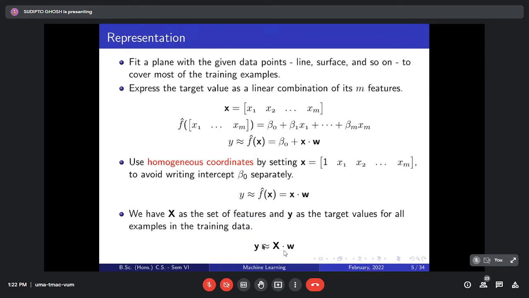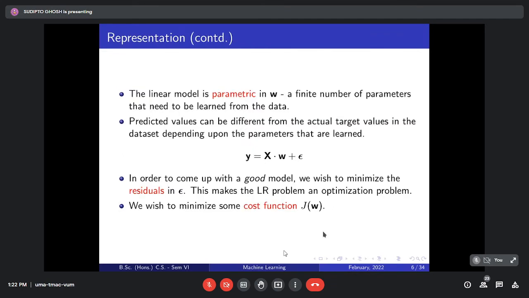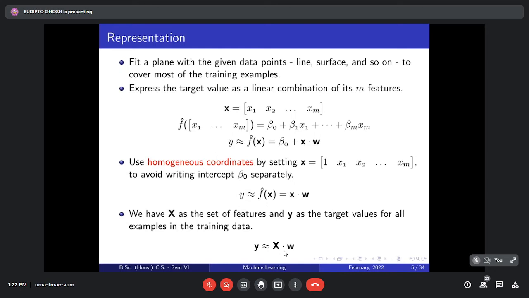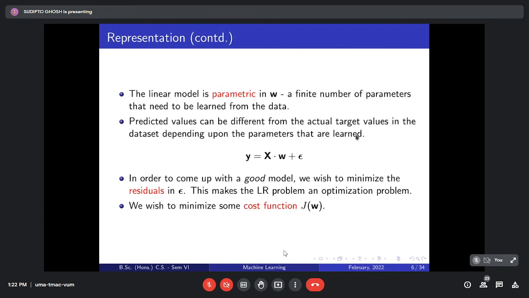So now, because Y is from our training set and X is also from our training set, the only thing we do not know is this W. Then we can say that our entire linear model is parametric in W, and that W is a finite number of parameters that need to be learned from the data. It is not infinite, because if we have m features, we will have m plus one such parameters, the coefficients and the intercept, and we have to learn them from the data.